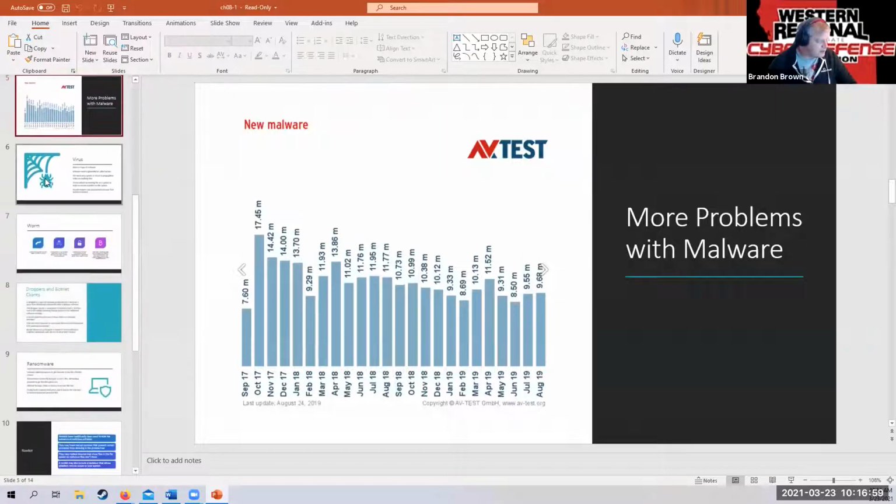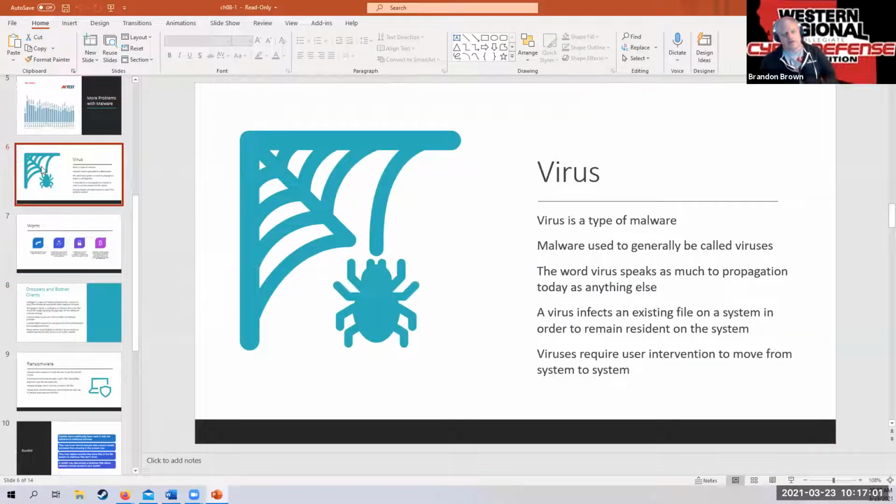All right, moving on. So the rest of the chapter goes into the different definitions of the different types of malware. Viruses are the first one. They're the oldest type of malware, used generally to what they call infect a system. And they're used for propagation more than anything else. Propagation basically meaning how can it spread?